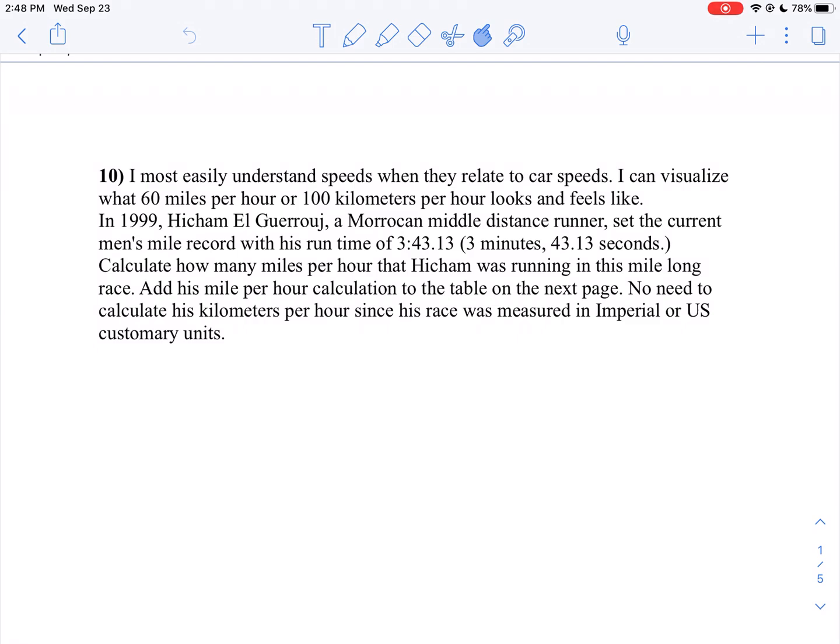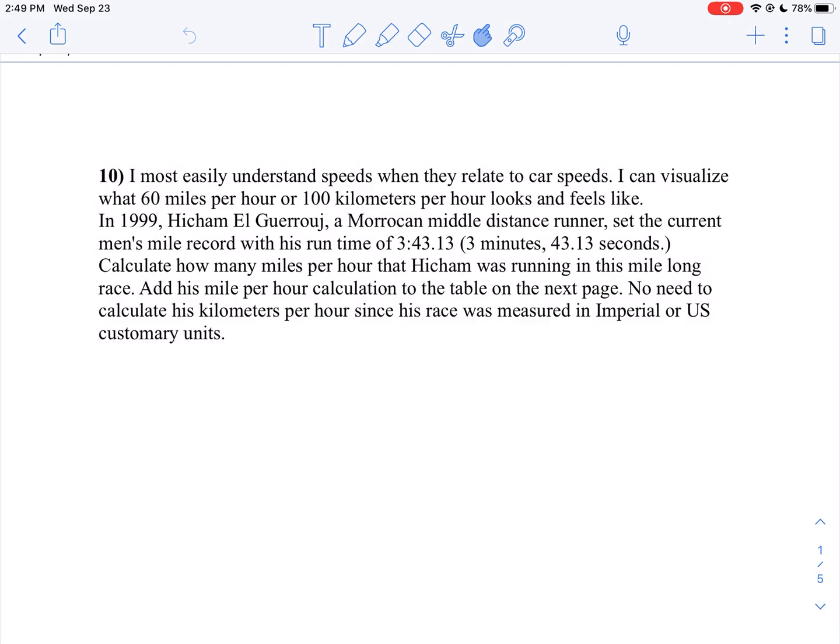In 1999, now I can't say this very well, but I'm thinking it's Hisham El Guerrouj, a Moroccan middle distance runner, set the current men's mile record with a run of 3 minutes 43.13 seconds. Calculate how many miles per hour that Hisham was running in this mile-long race. Add his miles per hour calculation to the table on the next page. You don't need to do kilometers because this race was only done in imperial units, since it was a mile.